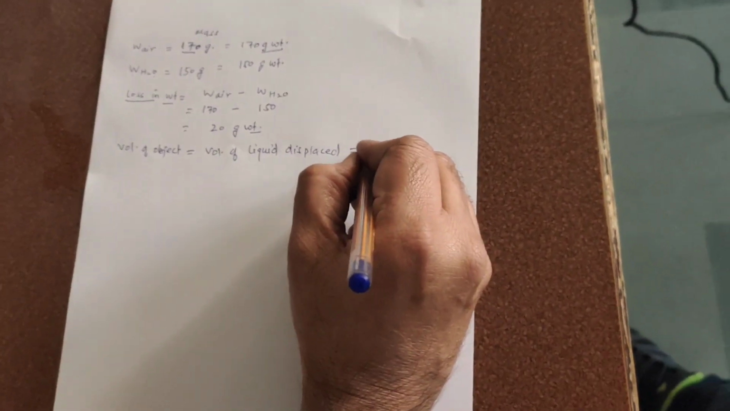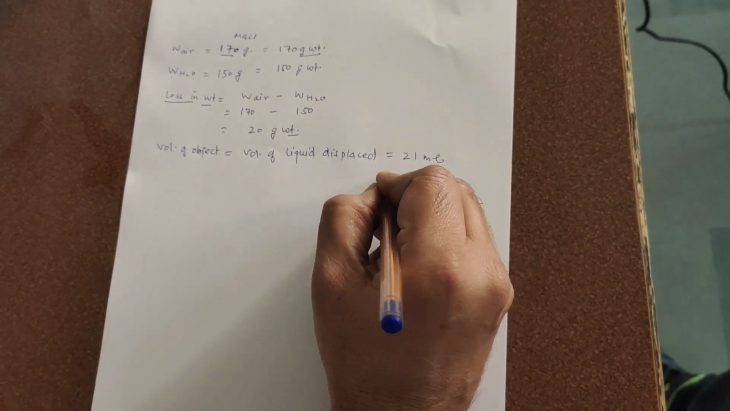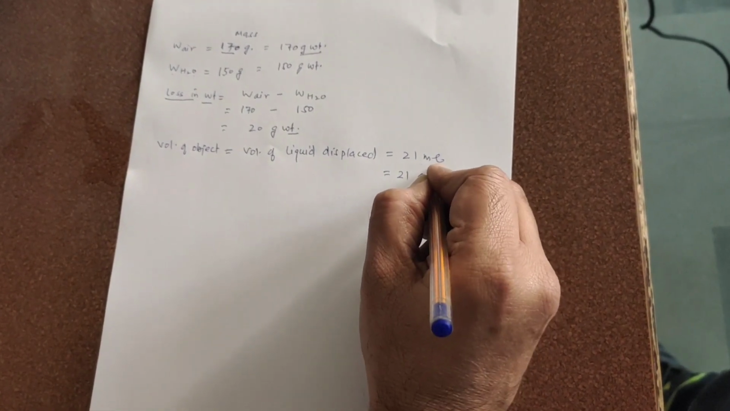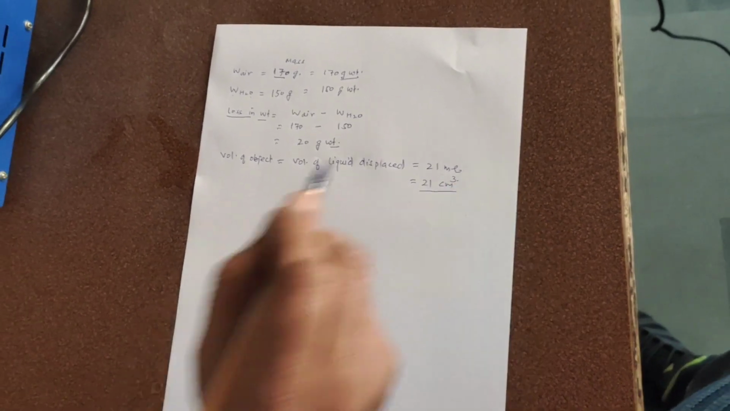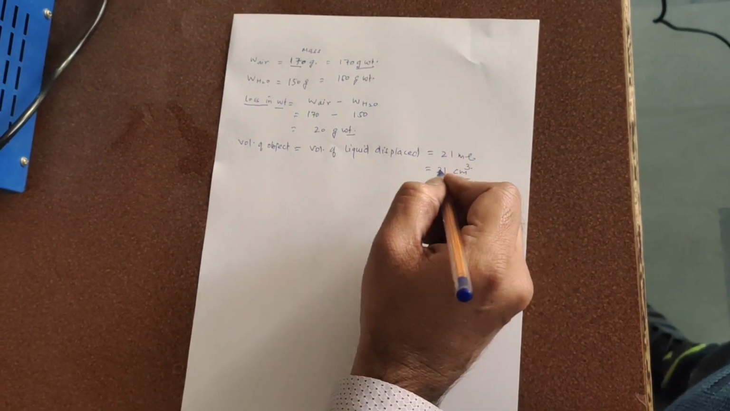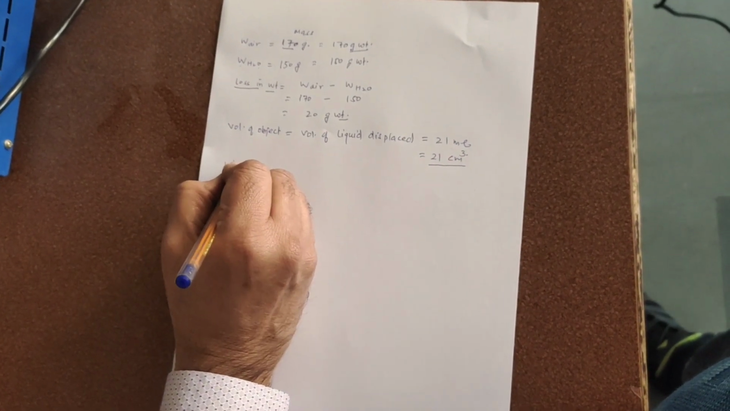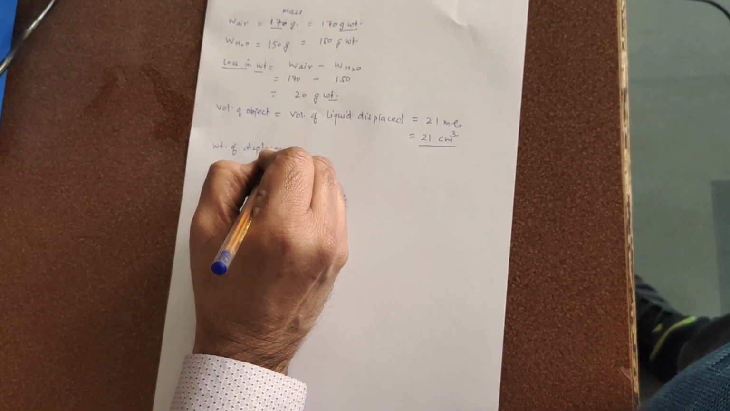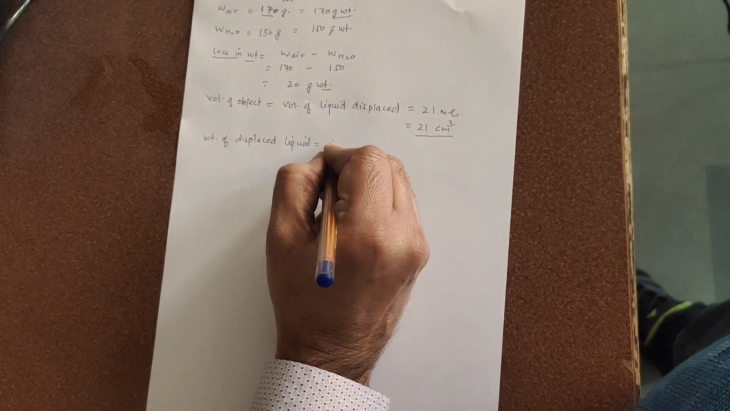I am writing here 21 ml, and 1 ml is equal to 1 centimeter cube. So its volume is 21 centimeter cube. Now I have to find the weight of displaced liquid, which is also equal to buoyant force.